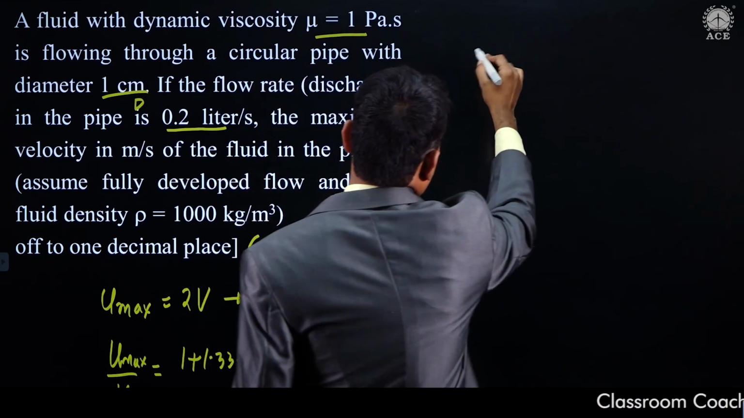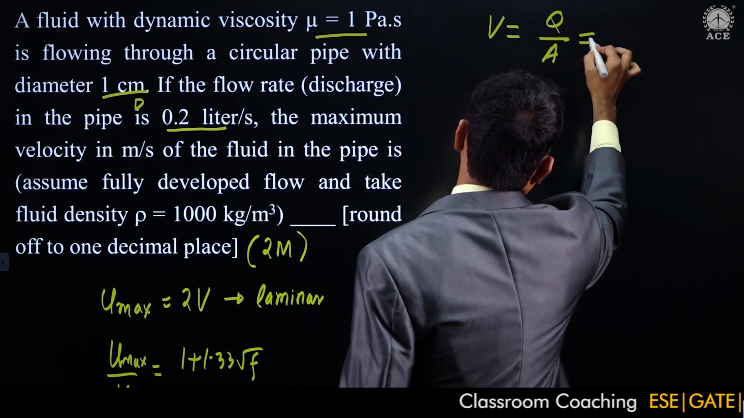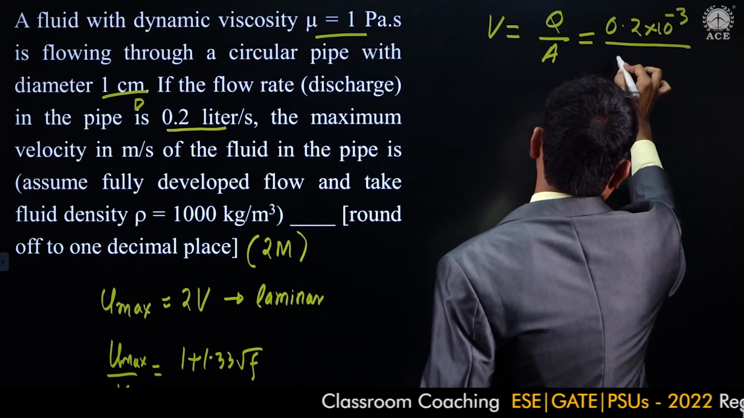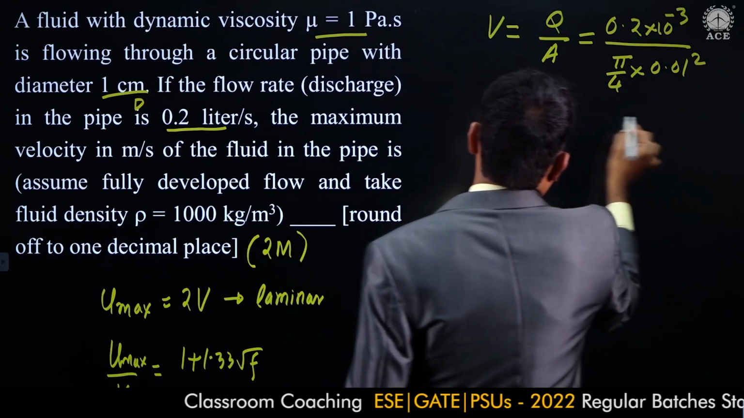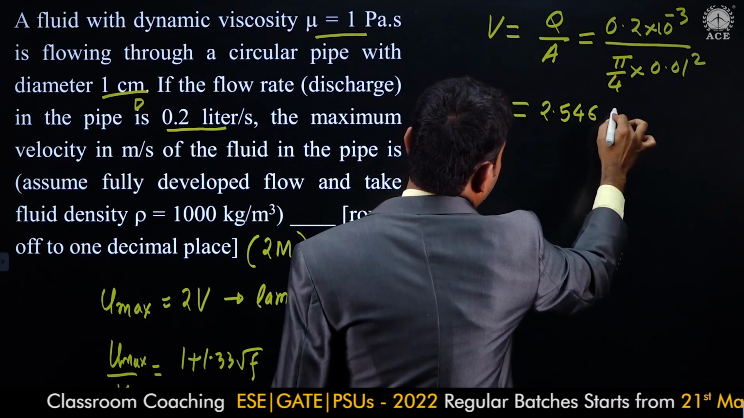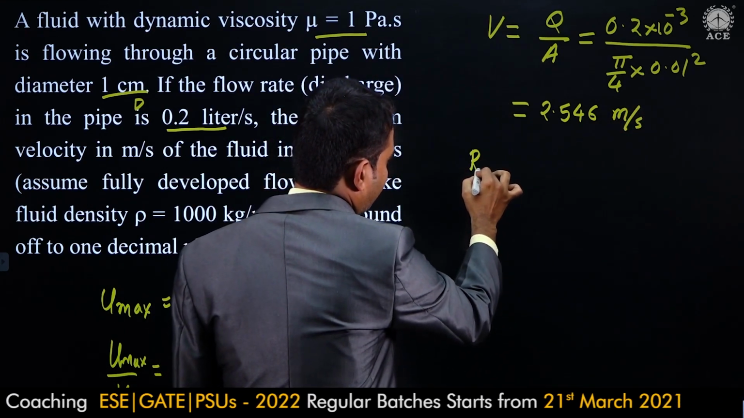So to calculate Reynolds number, first we'll calculate velocity. Velocity is equal to discharge divided by area. Discharge is 0.2 into 10 to the power minus 3. Area is pi by 4 into diameter, which is given as 1 centimeter. So velocity we will get 2.546 meter per second.